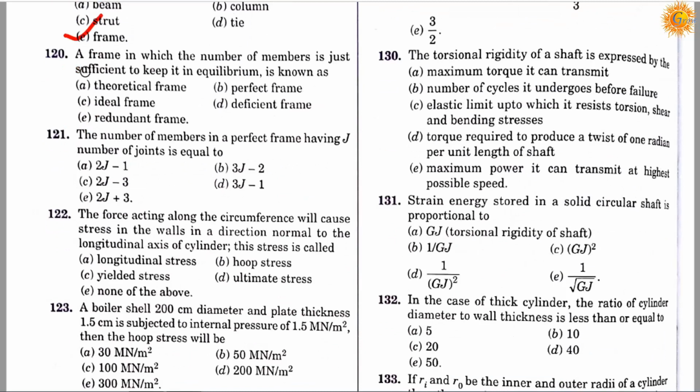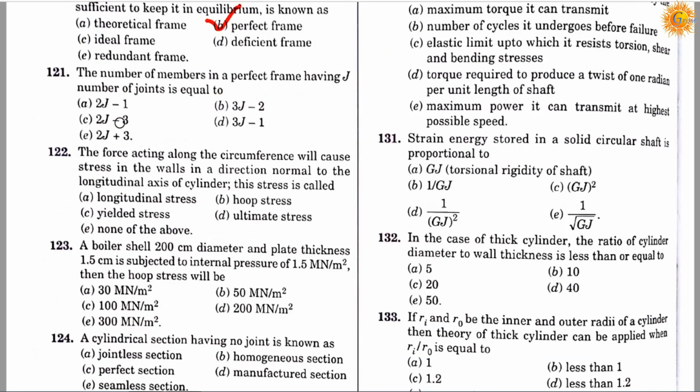Question number 120. A frame in which the number of members is just sufficient to keep it in equilibrium is known as option A theoretical frame, option B is perfect frame, option C is ideal frame, option D is a deficient frame, and option E is a redundant frame. Correct answer is B. It's called perfect frame.